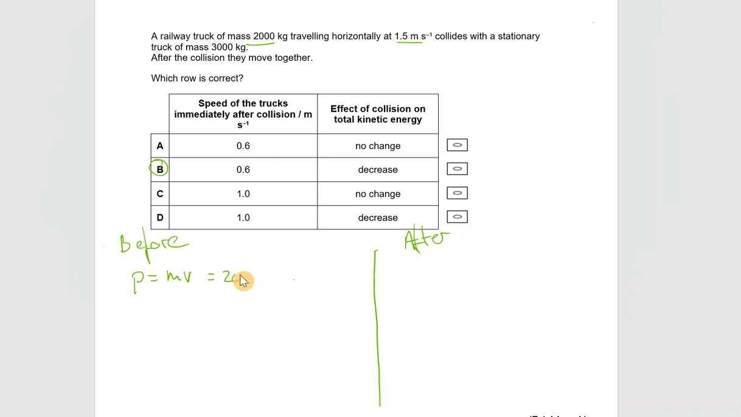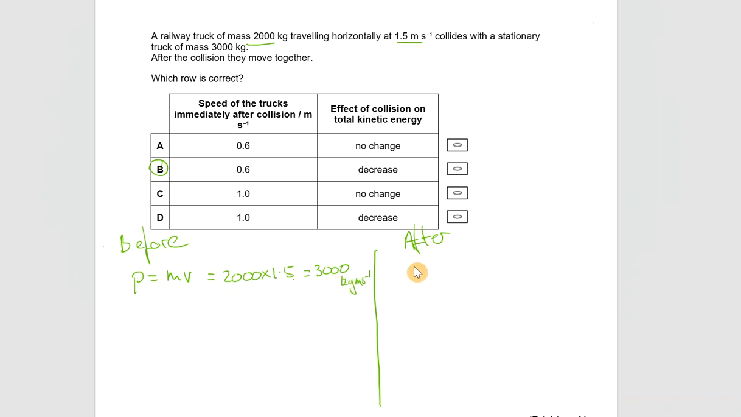So I've got a mass of 2,000 kilograms multiplied by 1.5 meters per second. I've got a momentum of 3,000 kilogram meters per second. Now, momentum in any collision or explosion is conserved, so the momentum after the collision is also going to be 3,000 kilogram meters per second.